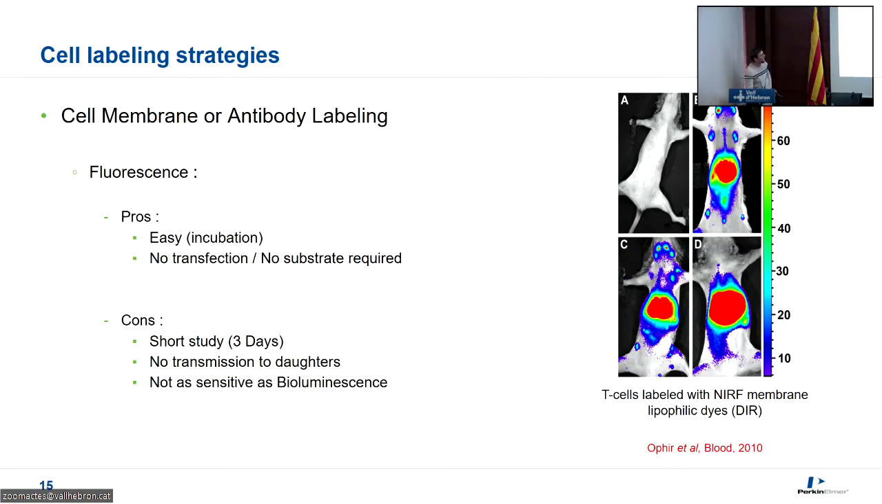Here you can see those T cells that were just incubated with this lipophilic dye, in this case DIR. So fluorescence is emitted at 750, so very good at crossing soft tissue. And you can see the localization after IV injection. Early after injection, you can see some lymph nodes and some lymphoid organs. So basically the liver here, liver and spleen.